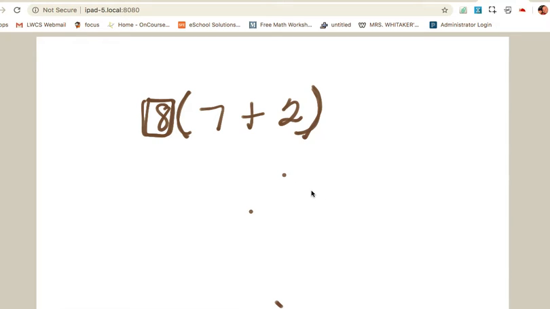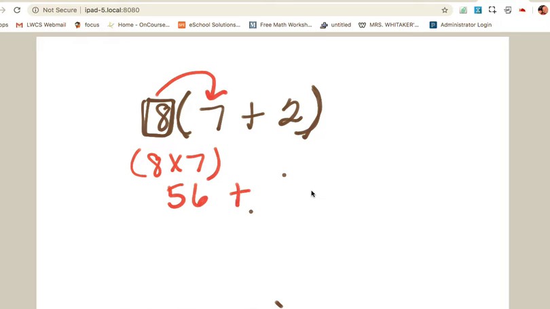The biggest problem that we usually have is students will distribute 8 with 7 because they see them side by side, I multiply, and they'll do 8 times 7, which gives them 56, but then they tend to put plus 2, and that is a big problem. We cannot do that. You have to distribute 8 because he's attached to everything inside those parentheses.